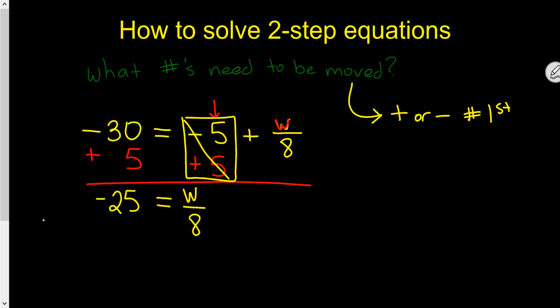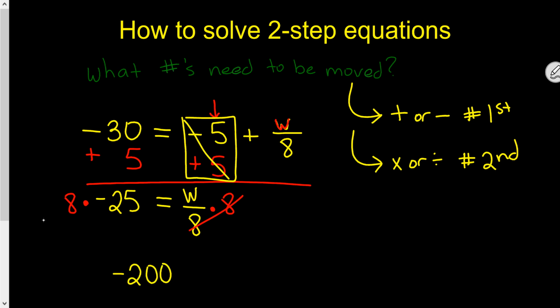W is being divided by 8, so now we can get rid of the multiplication or division number, so that's the 8 we need to get rid of. We'll do the inverse: times it by 8, times the other side by 8, and we get negative 200 equals W.